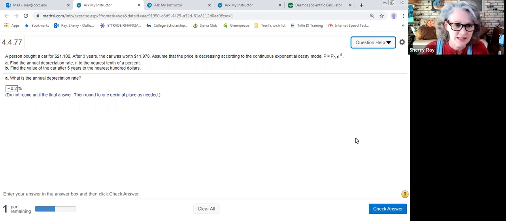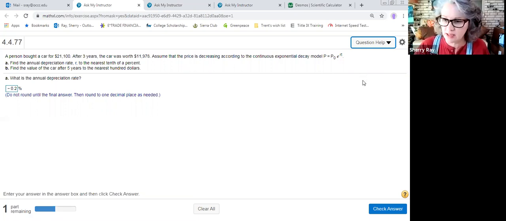So these are some problems on section 5.5, and the first one is actually number 9. It's a problem about a person buying a car for $21,100. After 3 years, the car is worth $11,978. Assume that the price is decreasing according to the continuous exponential model, P equals P naught times e to the RT.